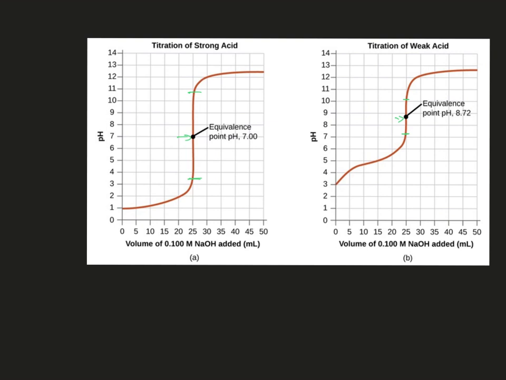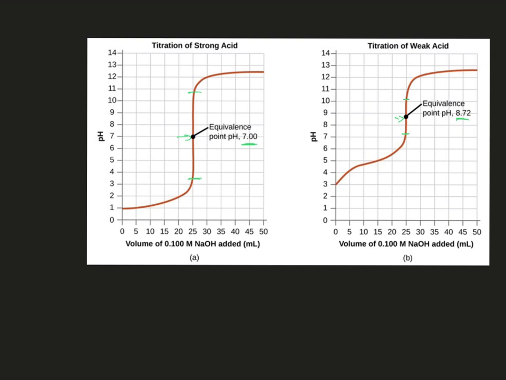You can also see that there's a difference in equivalence point when sodium hydroxide, which is a strong base, is titrated against a strong and a weak acid. A strong base, strong acid titration results in an equivalence point of 7, whereas a strong base, weak acid results in an equivalence point greater than 7. In this case, we can see it's 8.72. It's also important to note, although it's not shown here, that a weak base with a strong acid will result in an equivalence pH of less than 7.